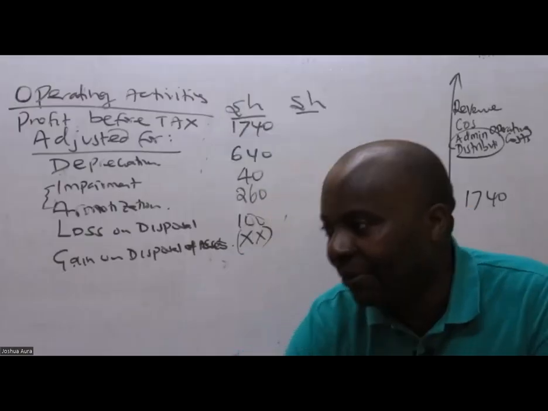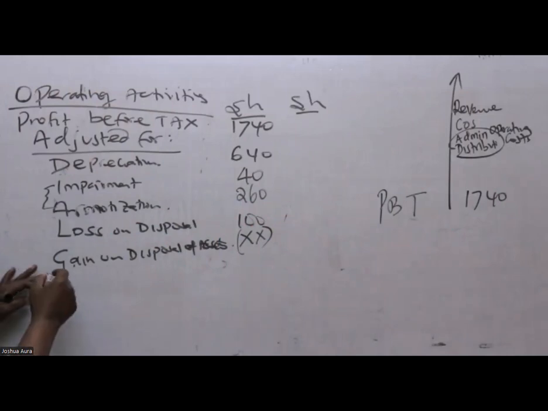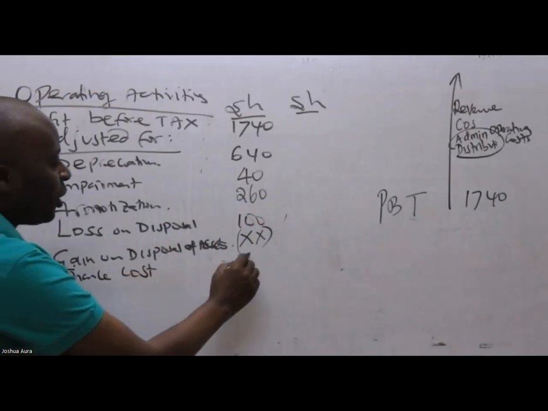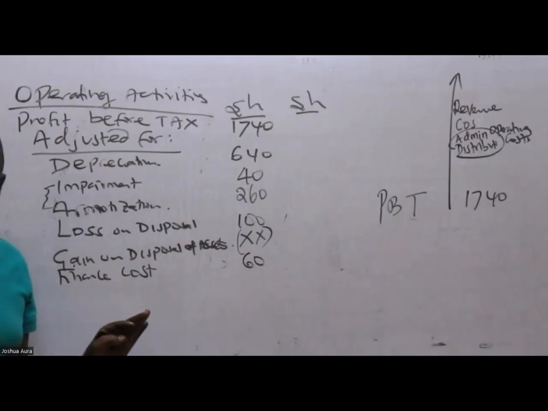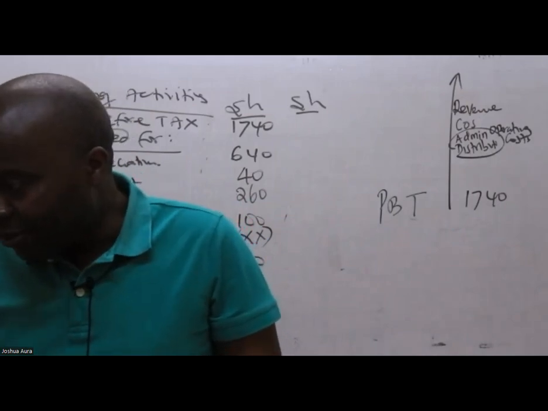So I need to come here very fast. I've been able to identify a non-operational expenditure. So I'll be able to say here, finance cost of 60. Finance cost of 60. Adjust the board.